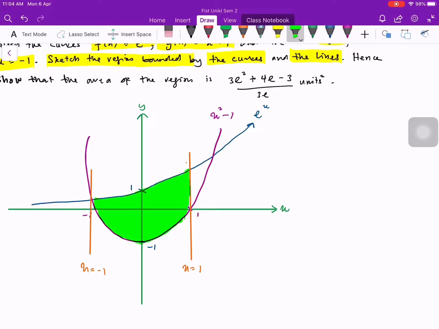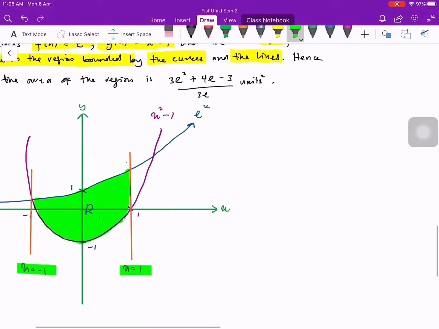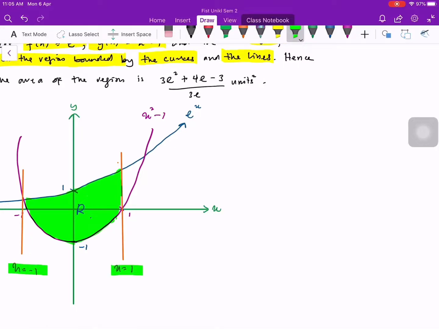Okay, so this is actually the region that we're looking for, R. And we notice here that we don't have to find the intersection point in this case, because why? We are going to use x equals 1 and x equals -1 as our limits for integration in order to find the area of the region bounded by the curves and lines.